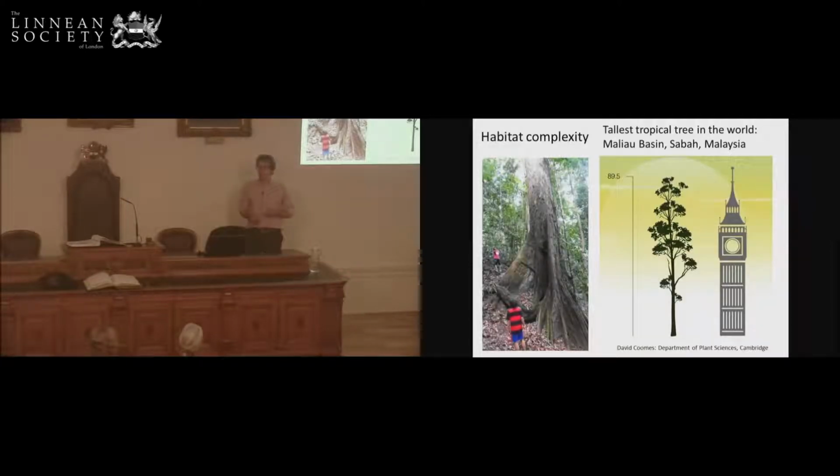One of the secrets, I think, behind why these rainforests are so very, very diverse is perhaps to do with the structural complexity. These are incredibly complex habitats, not just in terms of number of tree species, but in terms of physical complexity. This is some work from David Coomes, again from Cambridge a few years ago. They did a LiDAR aircraft flyover where they can work out the height of the trees and all sorts of things. And they identified, this is one of the sites I'm actually working in, in Malaysian Borneo, the tallest tropical tree yet identified in the tropics, just shy of 90 meters in height.